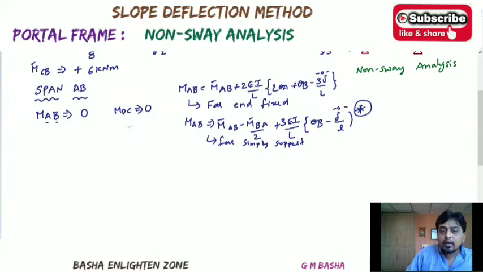So MAB and MDC will be equal to 0 because of the simply supported end condition. Whenever a hinge support or simply supported condition is given, the moment at that end will be 0. So the final moment becomes 0 directly without any calculation. Then take down MBA.